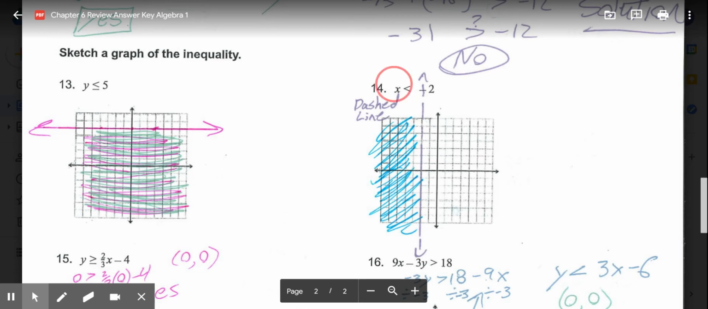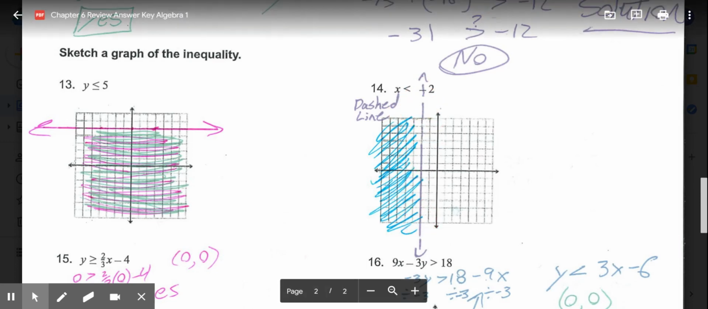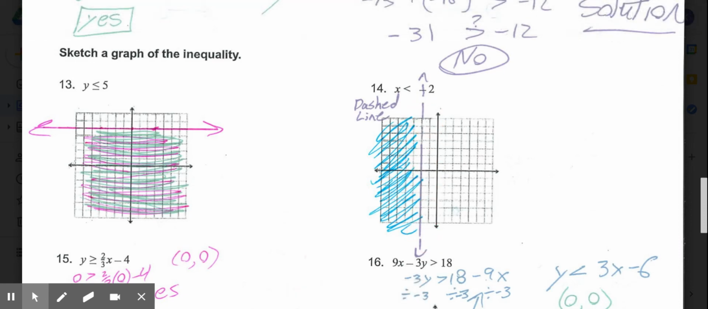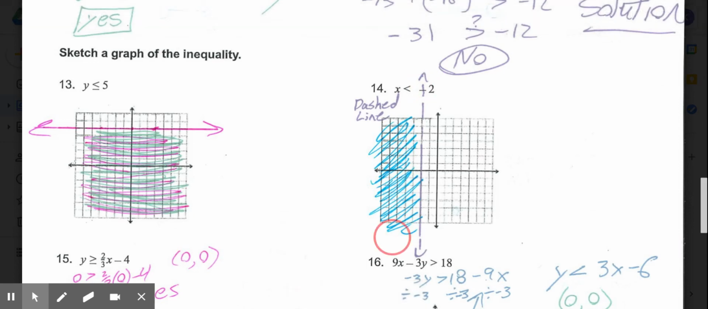In 14, x is less than -2. So we'd have a vertical dashed line at -2. It's hard to see this thing should be dashed, but it is. And then the -2, make sure you're on the left, not the right, of (0, 0). And the values less than -2 would be to the left of that line, so we shade to the left.